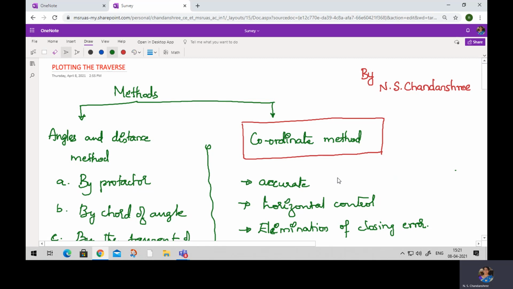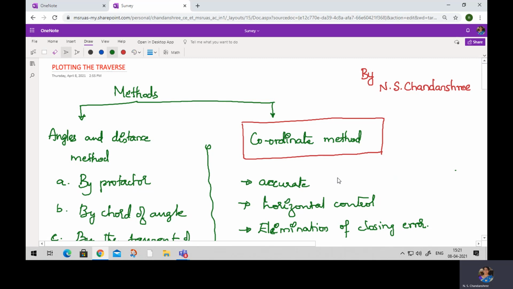In today's session, we will talk about the plotting of the traverse, balancing the traverse, and finding the closing error, and how do we correct that closing error. So these are the things that we'll be concentrating on in today's class.